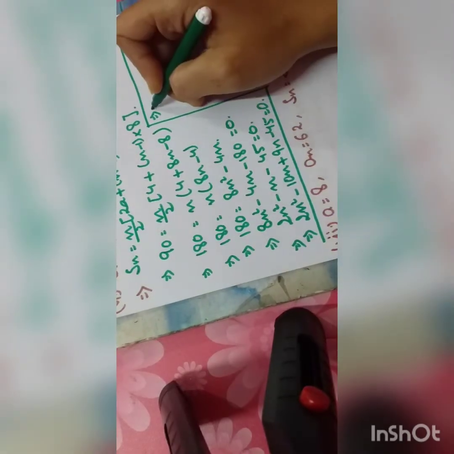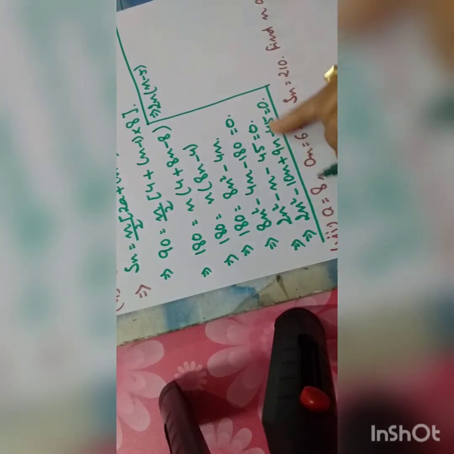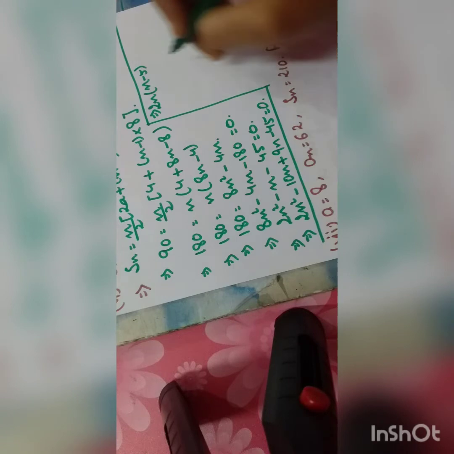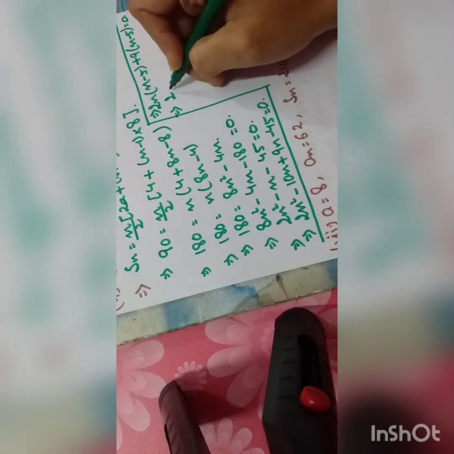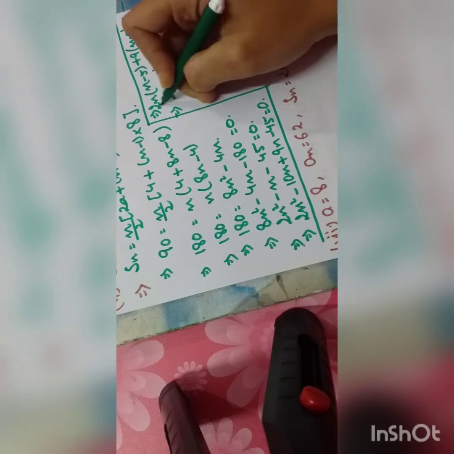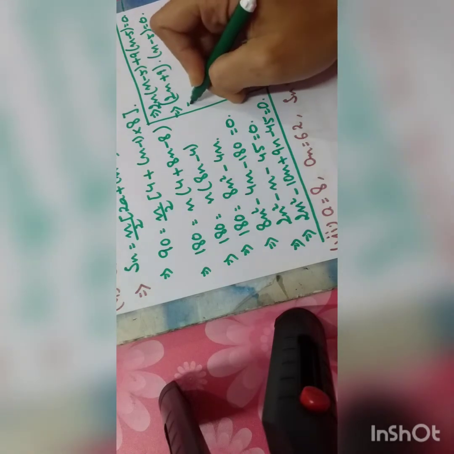In the first two terms, 2n is common, so what will remain is n minus 5. And in the last two terms, 9 is common, so plus 9, n minus 5 equals 0. I have simply split this quadratic equation. So 2n plus 9 into n minus 5 equals 0.